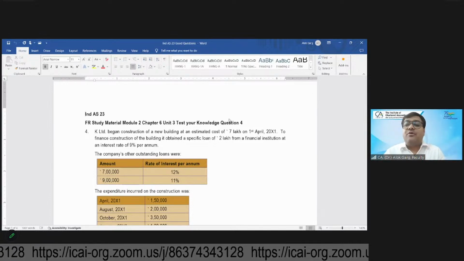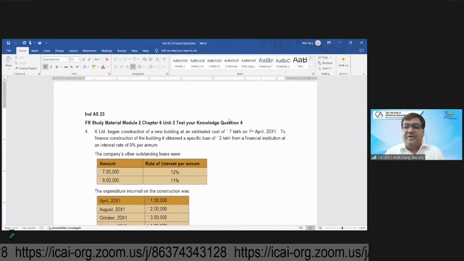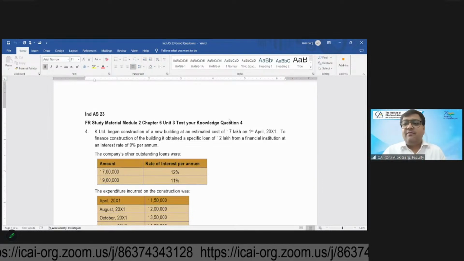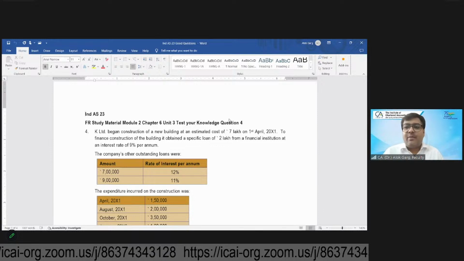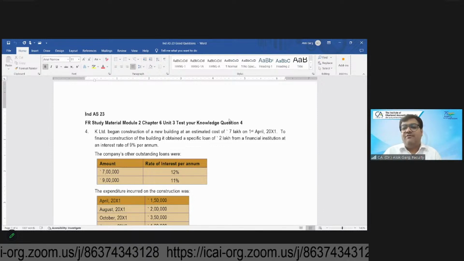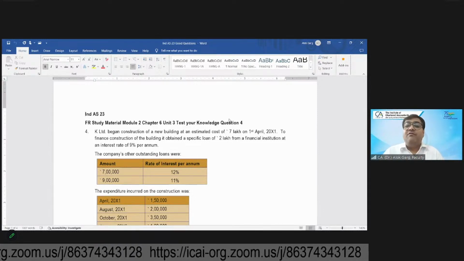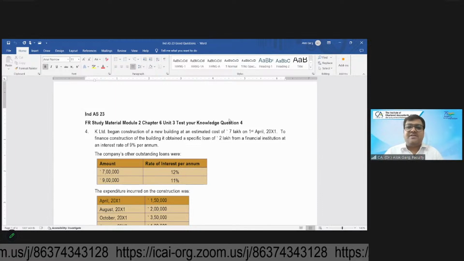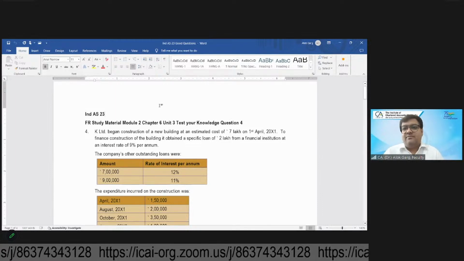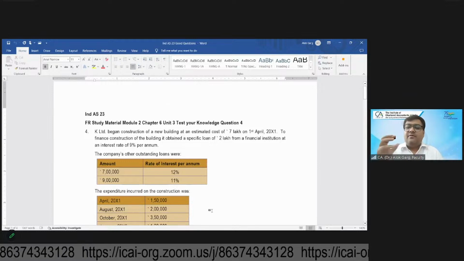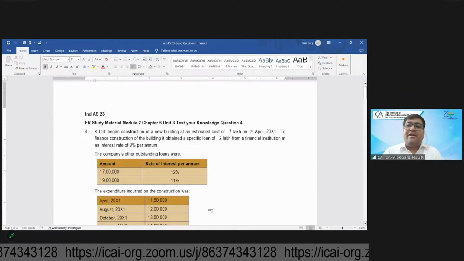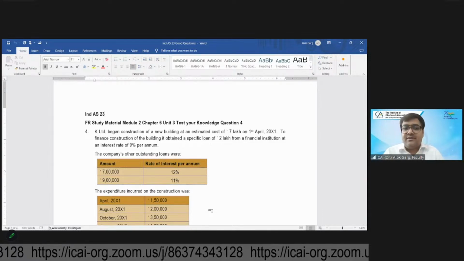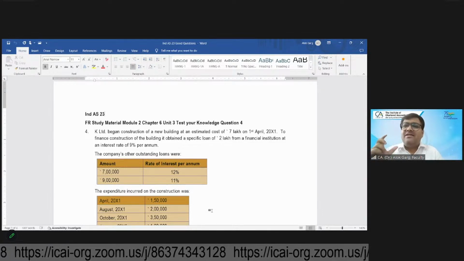Now, what is a borrowing cost? Borrowing cost could be your interest cost, which you are directly paying on the borrowings, or the processing fee which you get charged by the bank. You understand the processing fee which the bank is charging. Okay. Or any commission, brokerage, or anything, the cost which is directly related to the procurement of borrowings. Okay. So that is your borrowing cost.